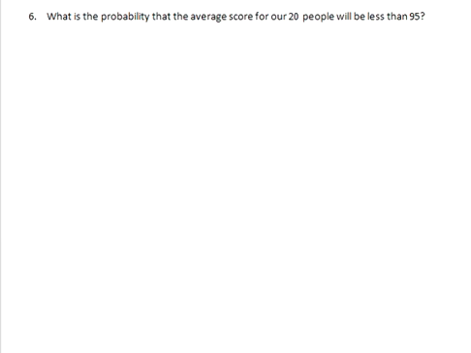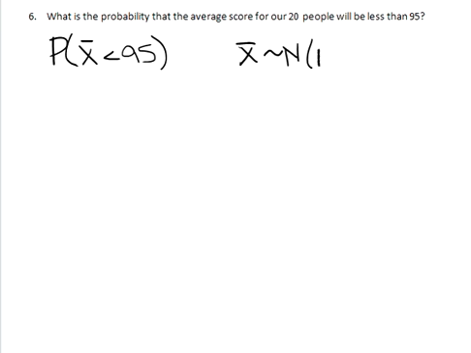For problem 6, our goal is to determine the probability that the average score of 20 people would be less than 95. So we want to determine the probability that x bar, our sample mean, will be less than 95. Well, we already saw in the previous problem that x bar is normally distributed with a mean value of 100 and a standard deviation of 3.35.